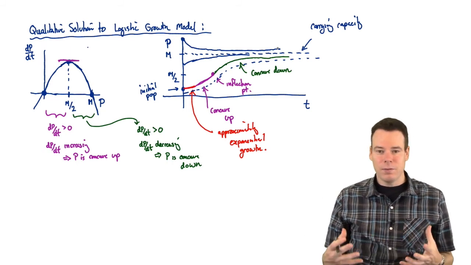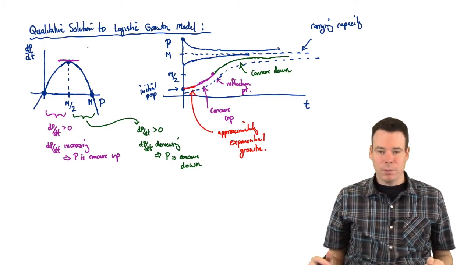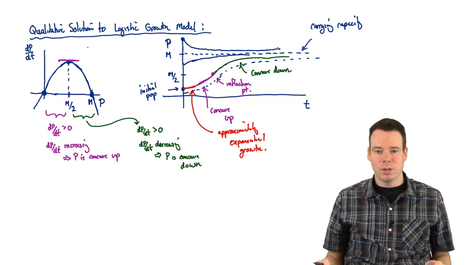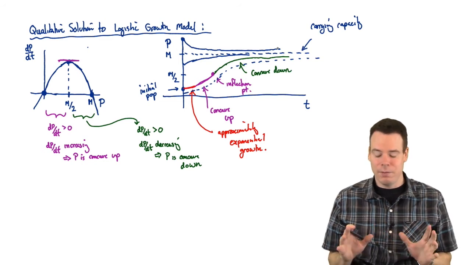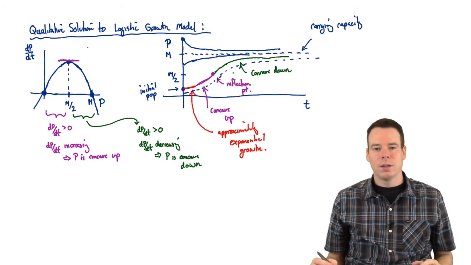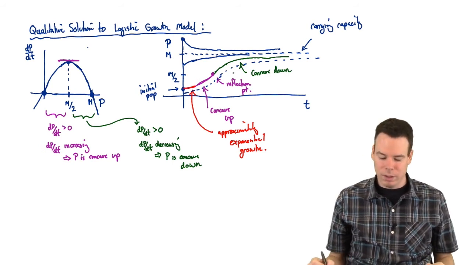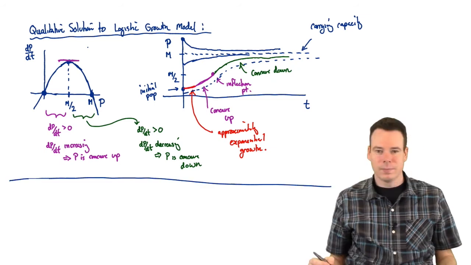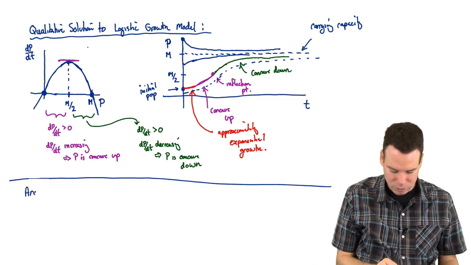So we get a lot of qualitative information from the differential equation. We know roughly what the solution should look like. We still don't have analytic representations of these curves. That's what we're going to do next, but at least we have qualitative solutions, what they roughly look like. So now let's go ahead and construct an analytic solution.